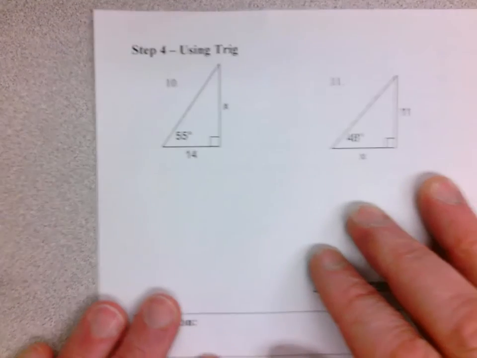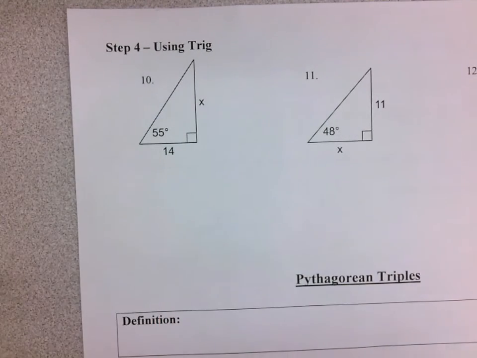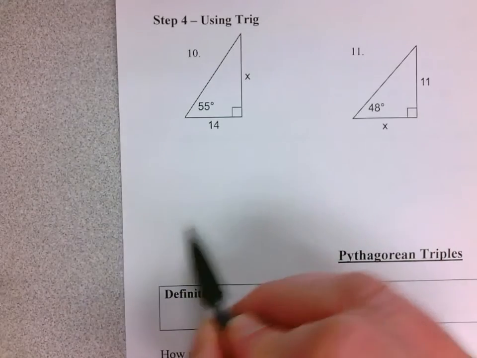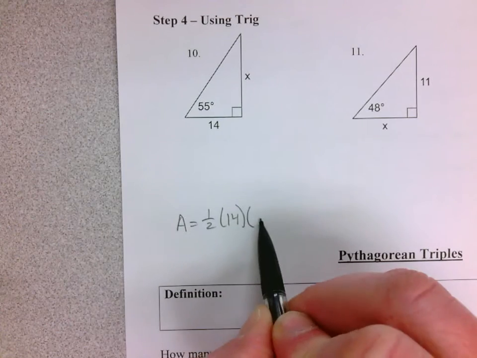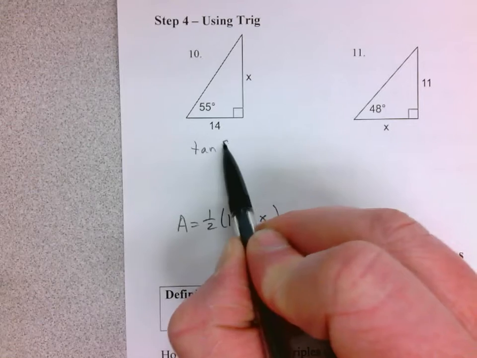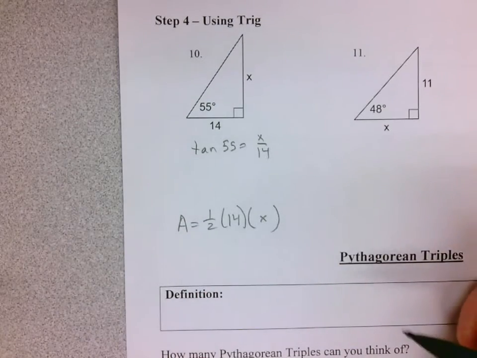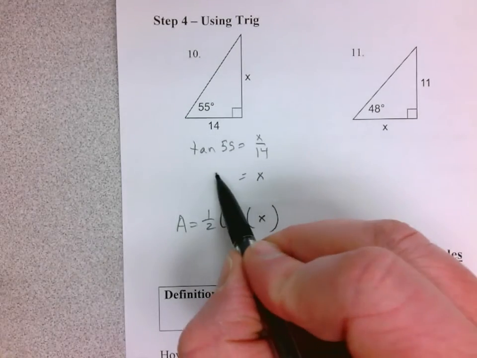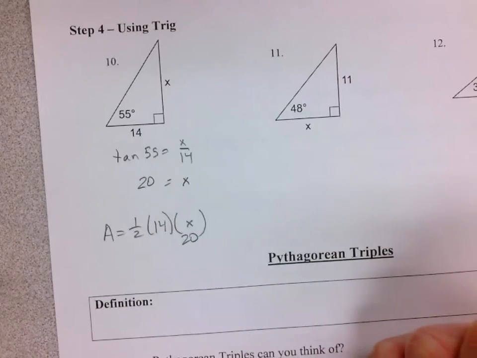Now on the back, base and height, all we need to do for that is use trig. So again, following the same format, area equals 1/2 the base times the height. In this case, the height is x. Go back, tangent of 55 equals x over 14. That's the equation we've been solving. X equals approximately 20. Plug it in, multiply together.